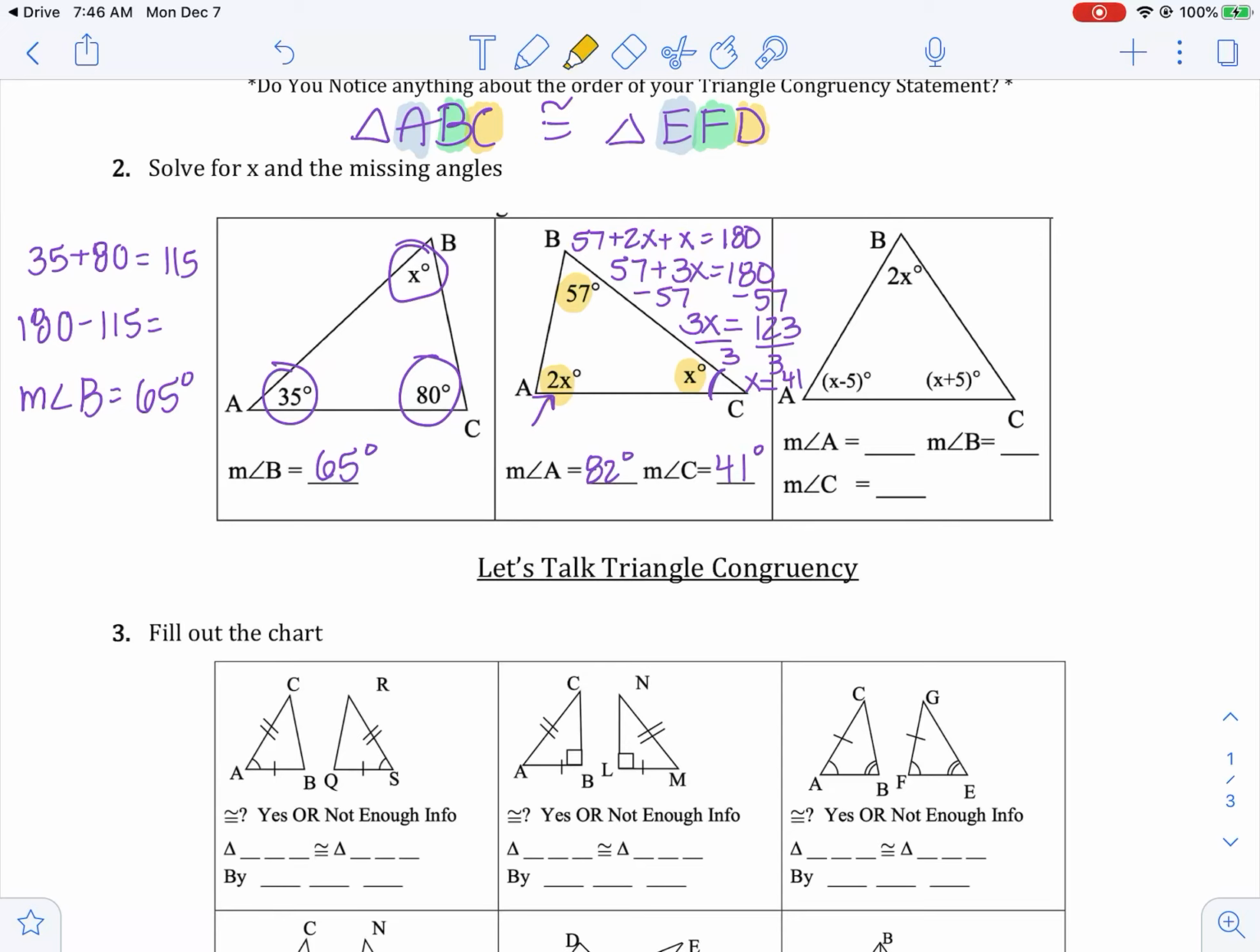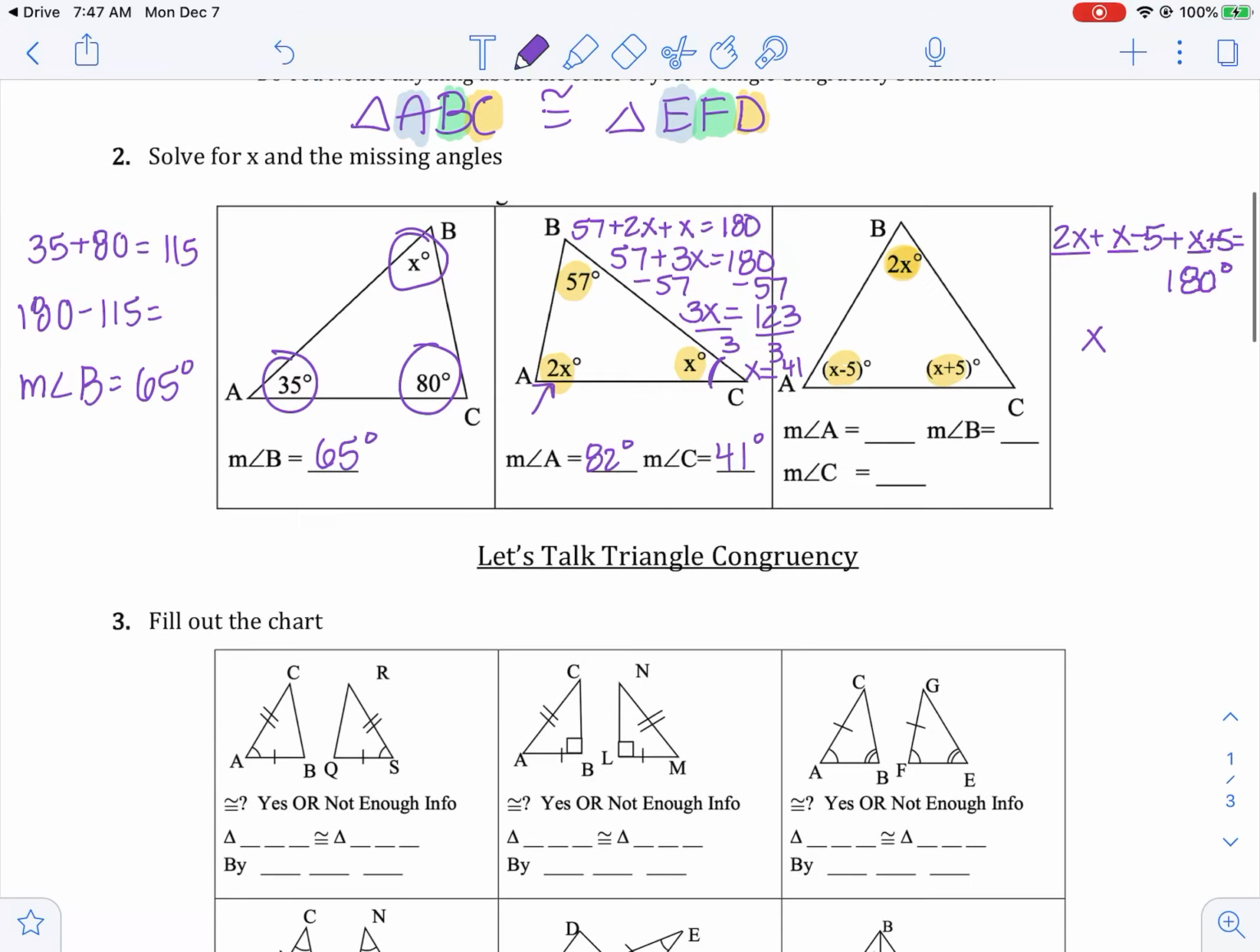All right, and then last but not least, we're going to add all three of these things together and set it equal to 180. So we've got 2x plus x minus 5 plus x plus 5 equals 180 degrees. That eventually turns into 2x plus x plus x. That's actually 4x. I wrote 3x, I meant 4x. And then negative 5 plus 5 cancels out. So we've got 4x equals 180. We're going to solve, and we get that x is equal to 45 degrees.